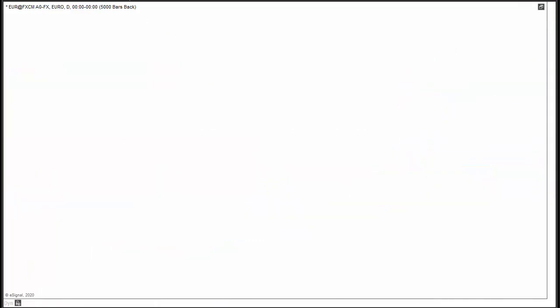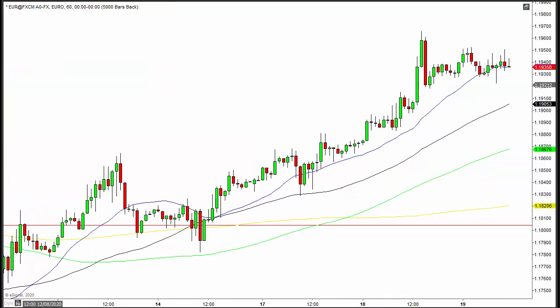Let's see what else we've got. To put it back to an hourly chart, and then we haven't got so many lines on the chart, have we? Yeah.